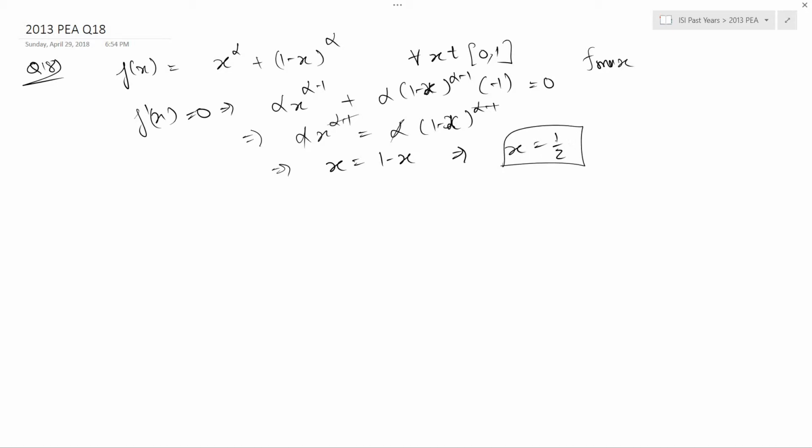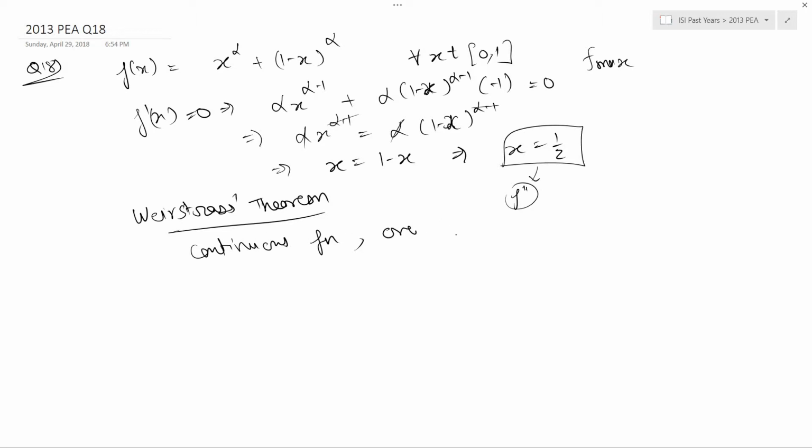So x equals 1 by 2 is a stationary point. Now one way to proceed from here is to calculate f double dash and then see the value of f double dash, deciding if half is a maxima or minima. But a better method in this scenario comes from Weierstrass's theorem. Weierstrass's theorem says that given a continuous function, which in this case f of x is, over a bounded interval.